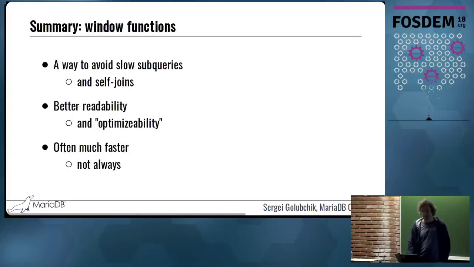So what are window functions? Window functions provide a useful way to avoid slow subqueries and self-joins. They provide better readability, and more importantly, you can better convey the meaning of what you want to do to the optimizer, so it can optimize the query better. And that results in much faster queries.